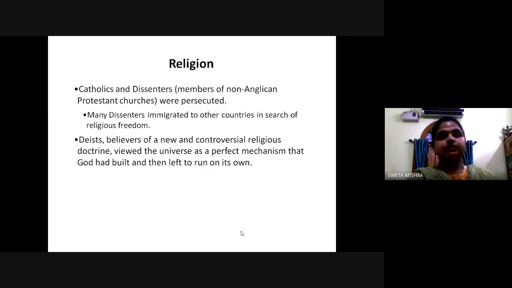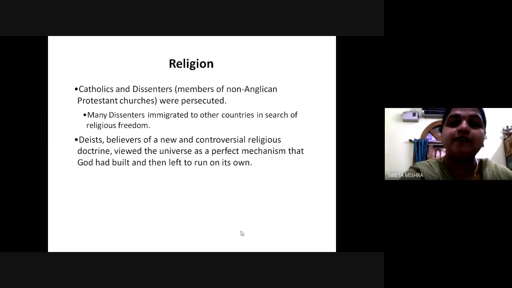Now, the next important area which we have to look into is religion. We all know that prior to this age, prior to the age of restoration, people were staunch believers of religion. Whatever religion brought to them, people believed it. They never questioned. They had 100% faith in religion.